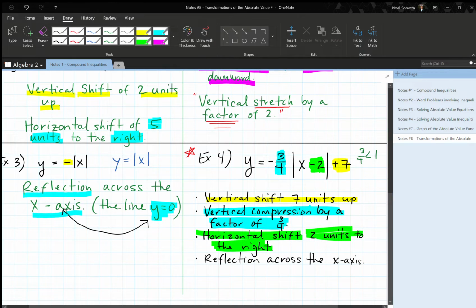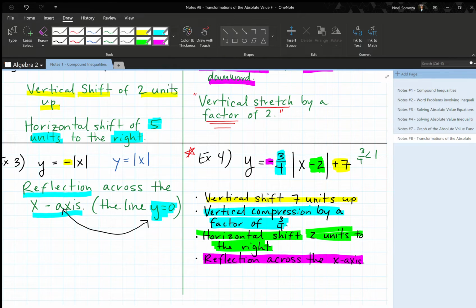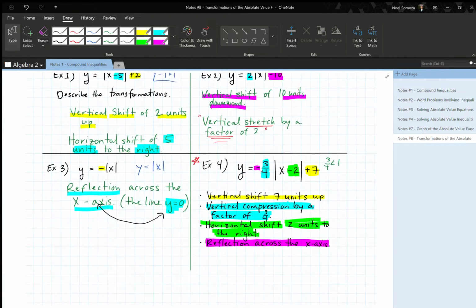Okay, and then finally, this one, it's a little bit hidden, but there's a negative right there. The negative, we just looked at it like in example number 3. The negative tells us that there is a reflection across the x-axis. Okay, so what happened to this graph? We shifted it up 7. We shifted it to the right 2. We compressed the graph, and then we reflected it across the x-axis. Okay, so those are the 4 examples I'd like for you to have.